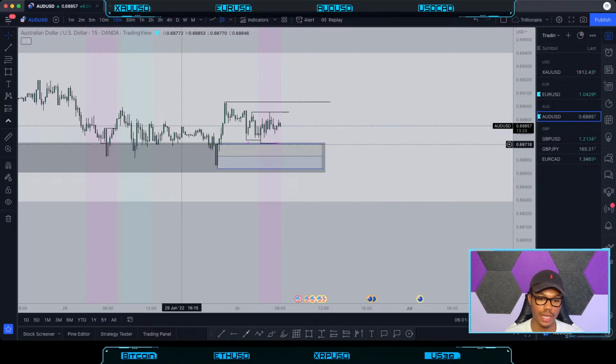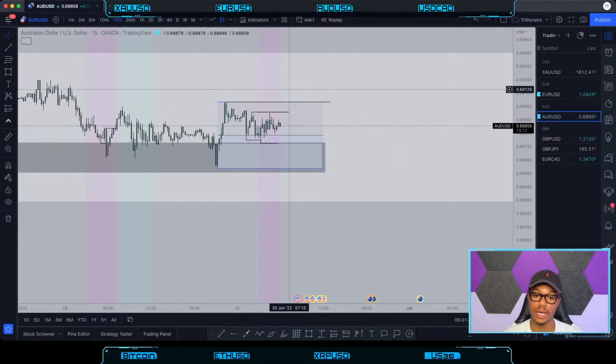Well, we necessarily haven't had a structure to the upside just yet. So I'll be looking for price to actually tap a little deeper into this region here. However, if we do break to the upside and we continue to push, I'll just take a continuation buy on AUD USD.